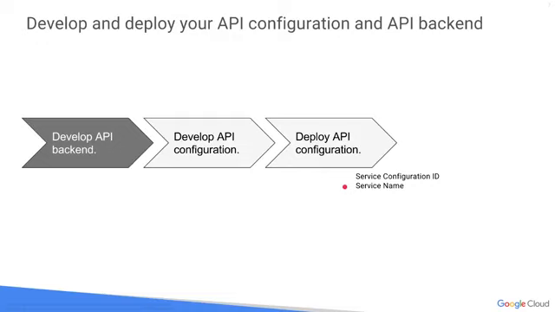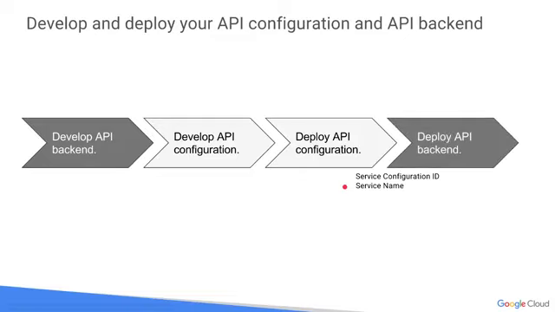Specify the service configuration ID and service name in your API backend's configuration file, such as the app.yaml for App Engine flexible environment deployments. Finally, deploy the API backend.